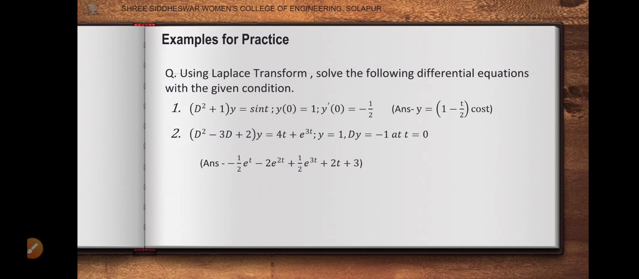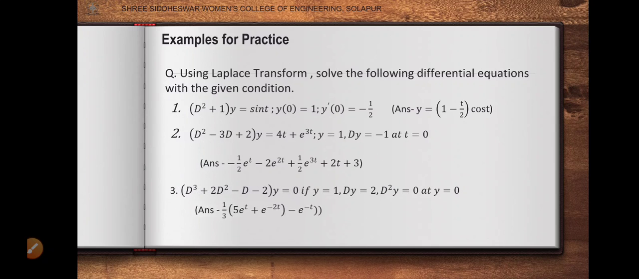So application of LT involves two parts. One part is to apply the Laplace transform results and methods, and the second part involves inverse Laplace transform, standard results and different methods. So try to solve these examples and make a good practice of all these applications.